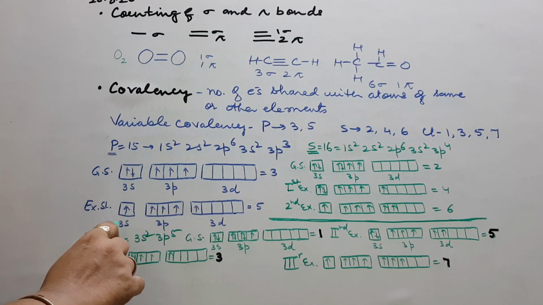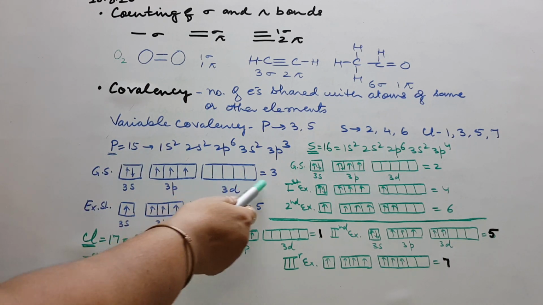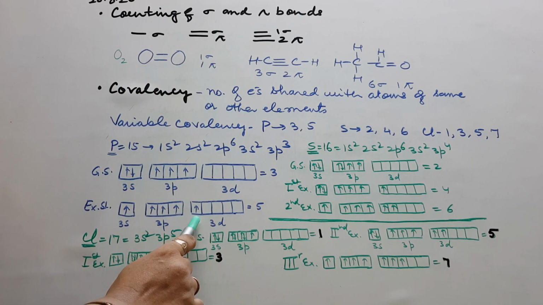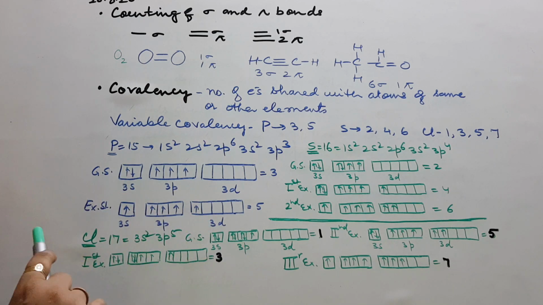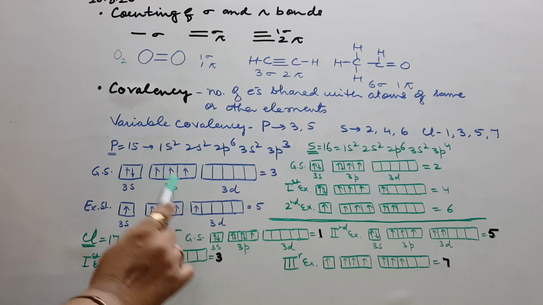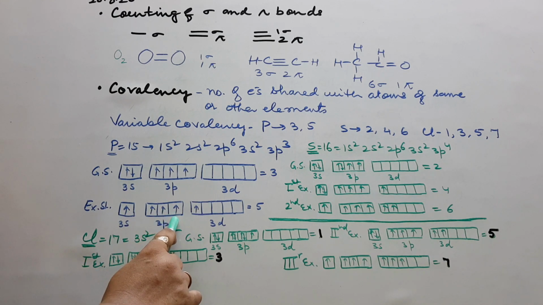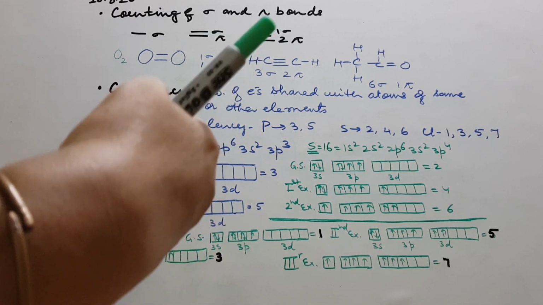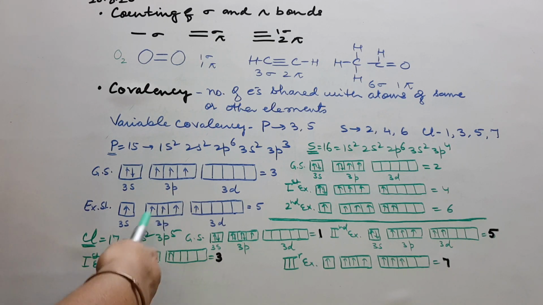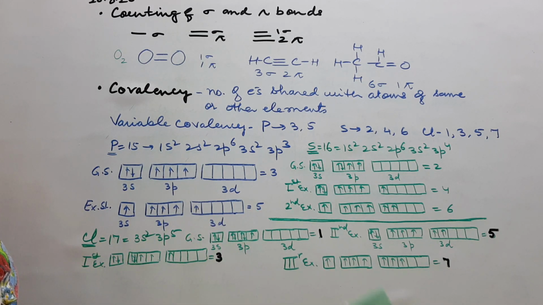Now, another possibility: it can get excited. Since it has a vacant d orbital, the electron which was paired in 3s gets excited and occupies 1 orbital in 3d. So now these 3 were there, this also got unpaired and this is also unpaired. So how many unpaired? 1, 3 and 1, total 5. So in this condition, it can share 5 electrons, so it can show covalency 5. We do have P2O5, we do have PCl5. So it shows covalency 5 also.